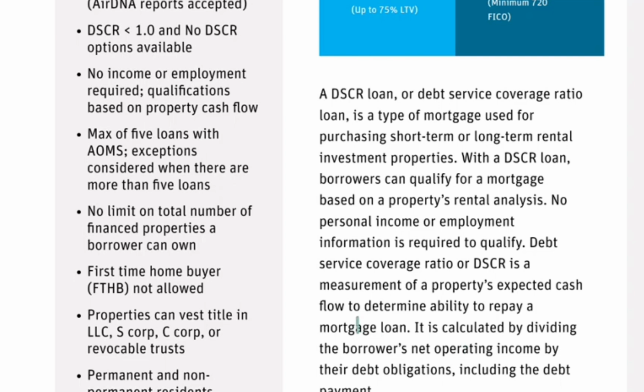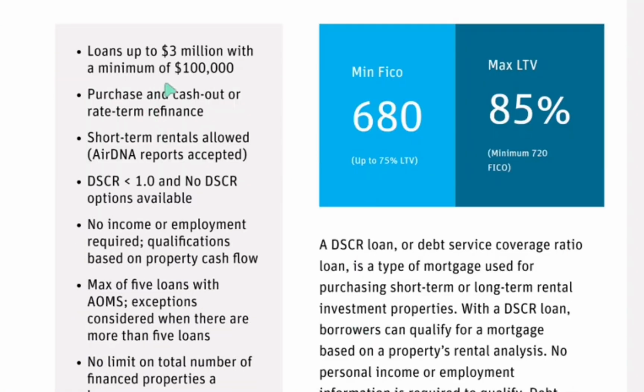Next, let's go over some of the important program highlights for this type of loan. With different lenders, there's going to be a minimum loan amount and a maximum loan amount. For this specific lender, the minimum is $100,000, and the maximum that they allow is $3 million for this type of loan. And you can either purchase, refinance, cash out, or do a rate and term refinance, which is basically that you're not taking cash out of the home. Next, short-term rentals are allowed. All the lender is going to need is an AirDNA report, which is perfectly fine, or they would do their own analysis by having a comparable rent analysis completed.